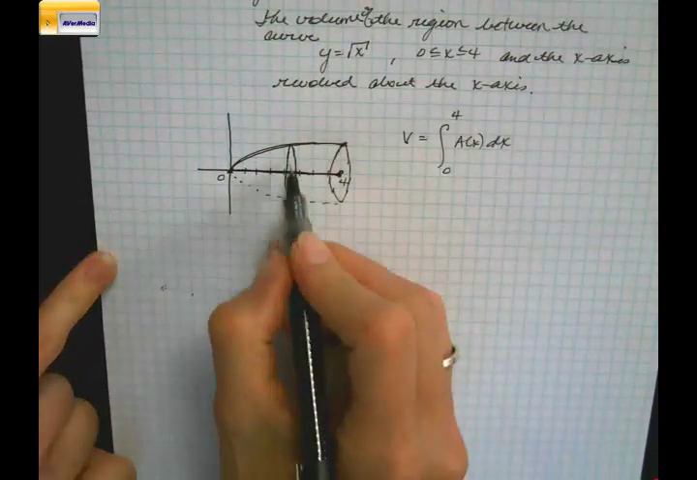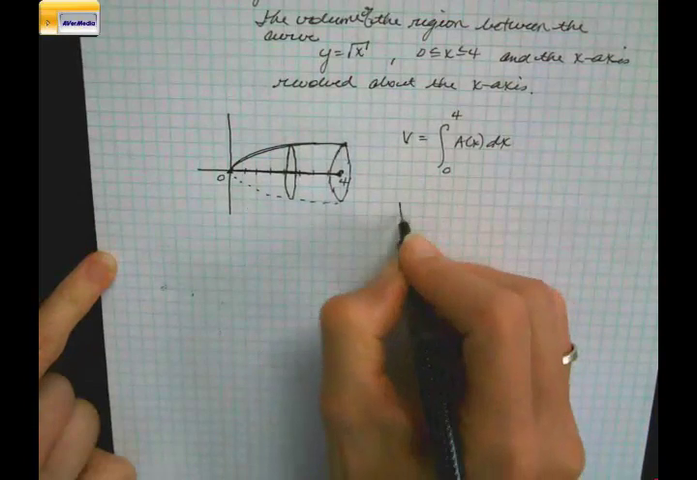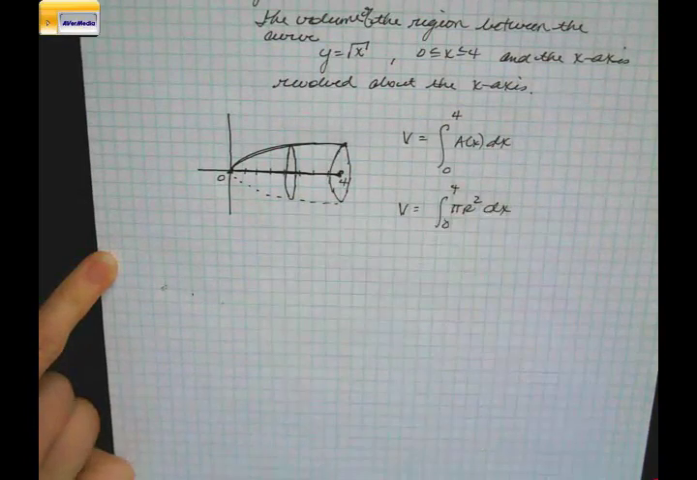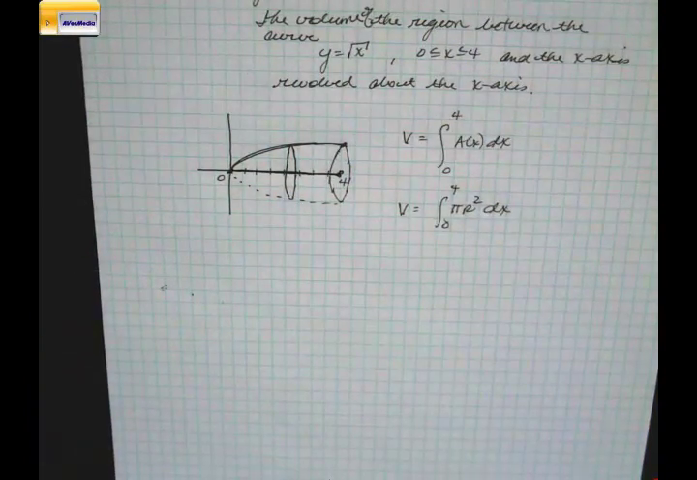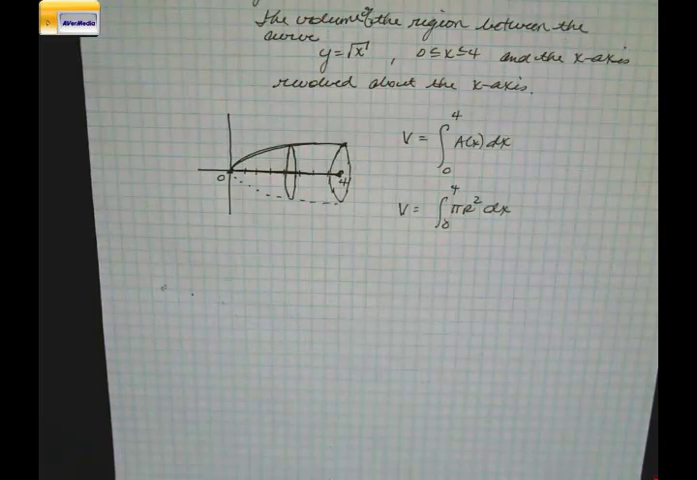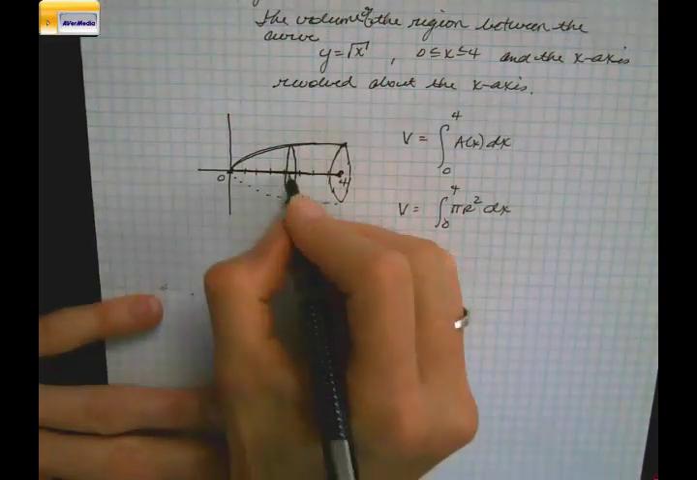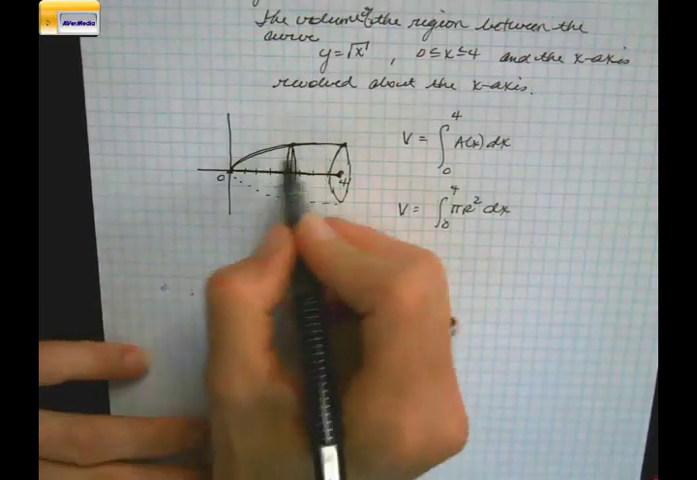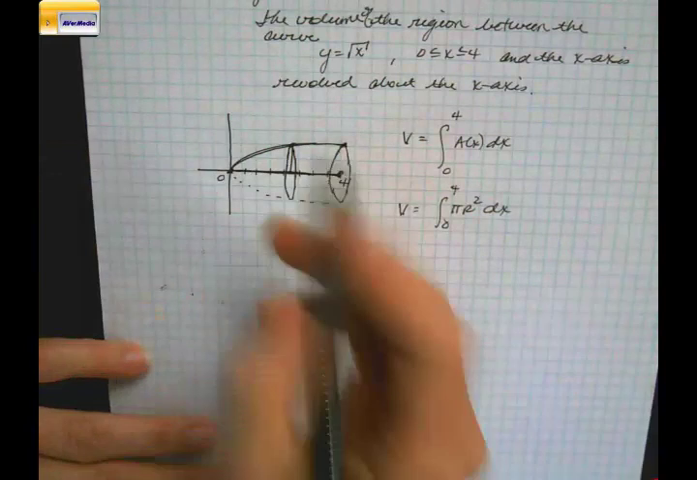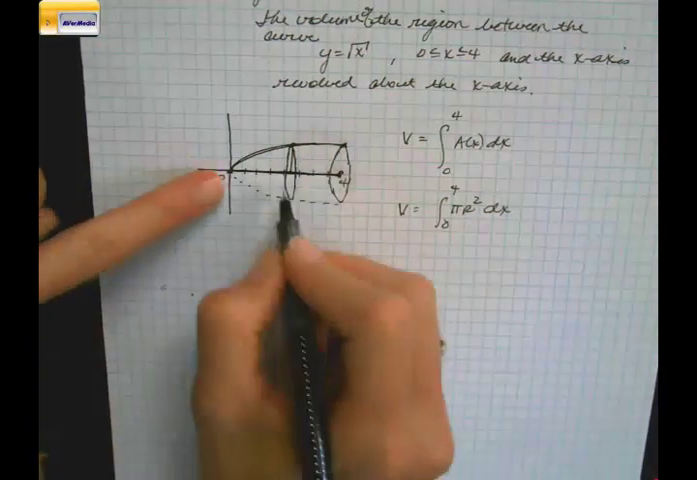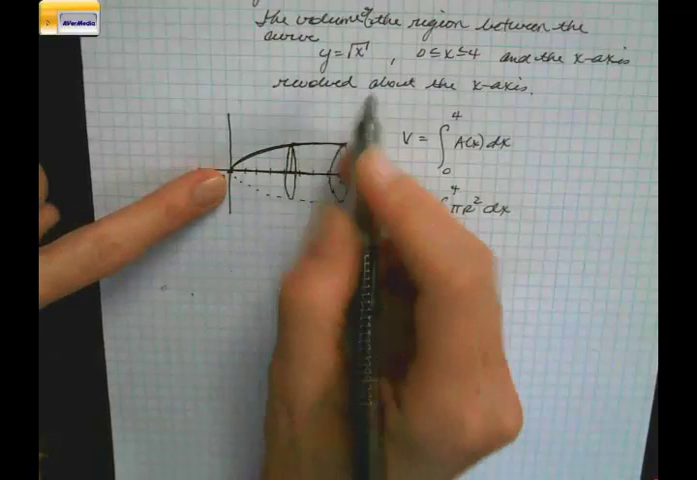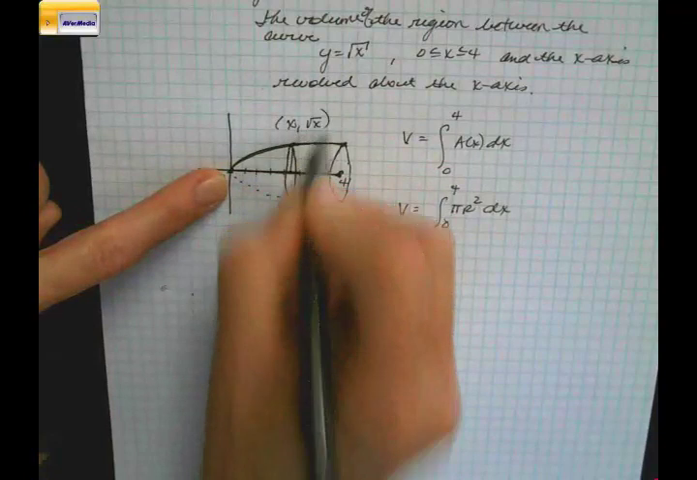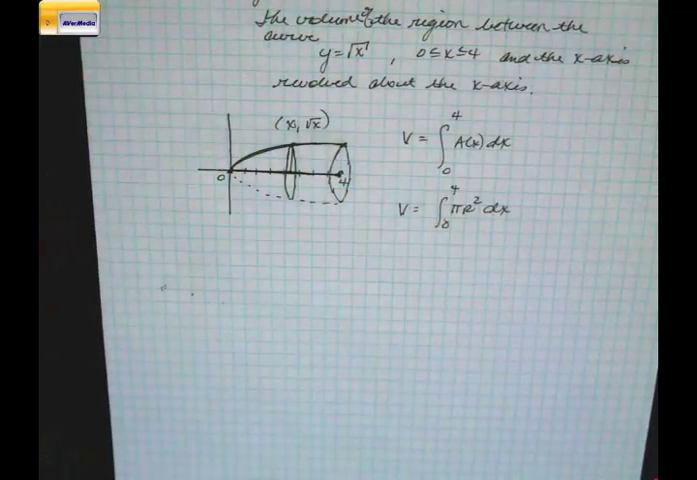Now I need to know the area of each of these slabs. Well, the area of each of these slabs is going to be a circle, so it's pi r squared. Now I can't put r there because I'm integrating with respect to x. So I need to figure out what in the world is r. Well, r is the height from the x-axis to the point on the curve. And this point will move along the curve as your slabs are being calculated around the curve. Well, if this curve is defined as y equaling the square root of x, then every point on this curve is x, square root of x. xy, where y is the square root of x.